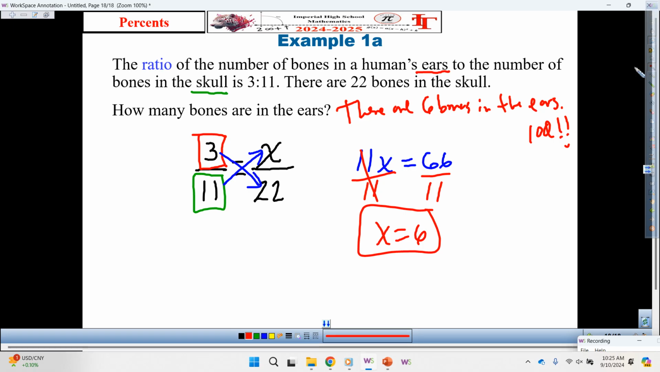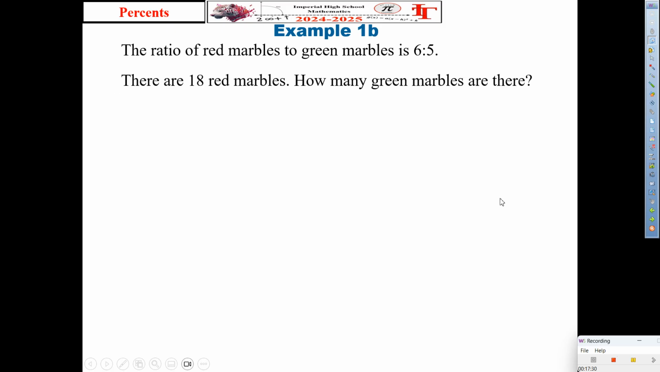All right, good. Copy this next one on your paper, please. Example 1B. It reads, the ratio of red marbles to green marbles is 6 to 5. There are 18 red marbles. How many green marbles are there? Set up your ratio, then a proportion, then I want you to solve and write me your statement. Let me send you the screen so when you're done, you send me your notes. Go.